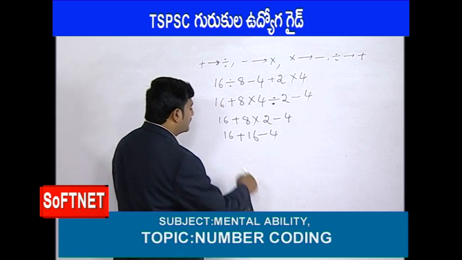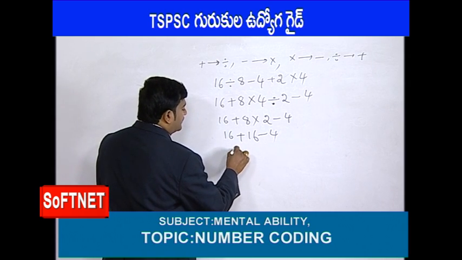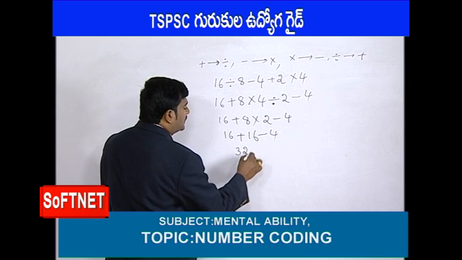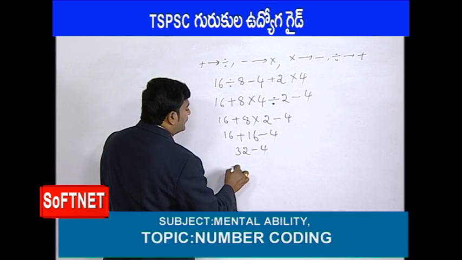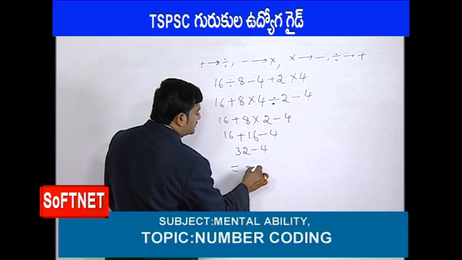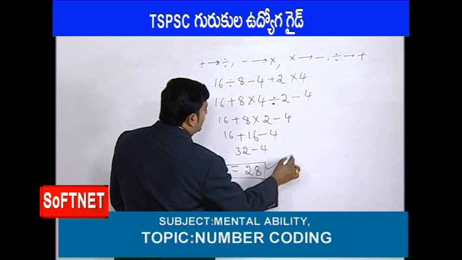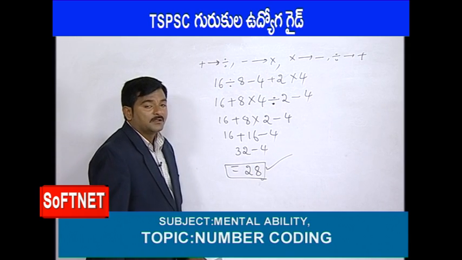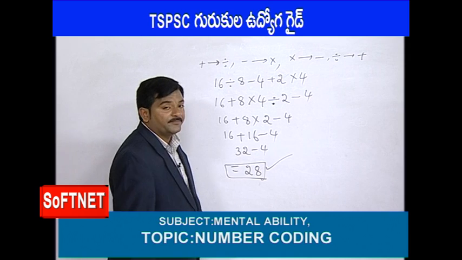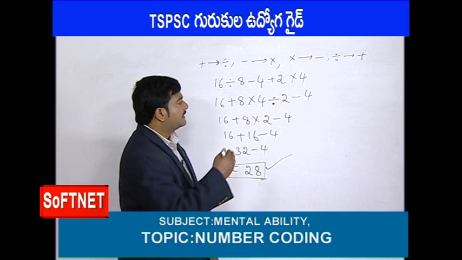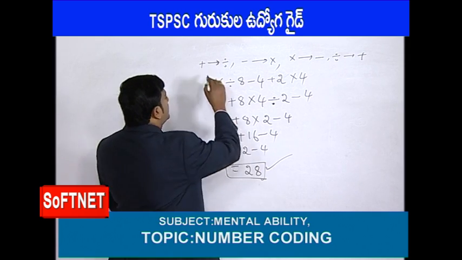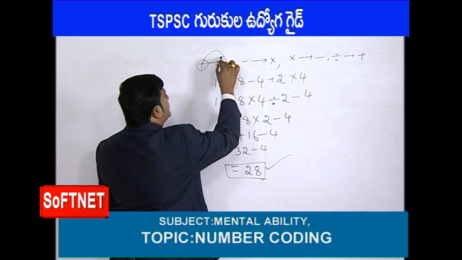Finally addition. 16 plus 16. How much am I getting? 32. 32 minus 4. 32 minus 4 means how much am I getting? 28. Hence the answer for the given question is how much? 28. Similar, see, the concept involved in this is that instead of taking plus directly, plus means what he asked to take?